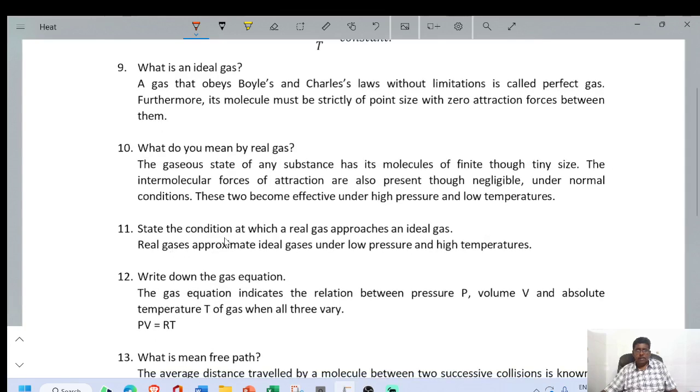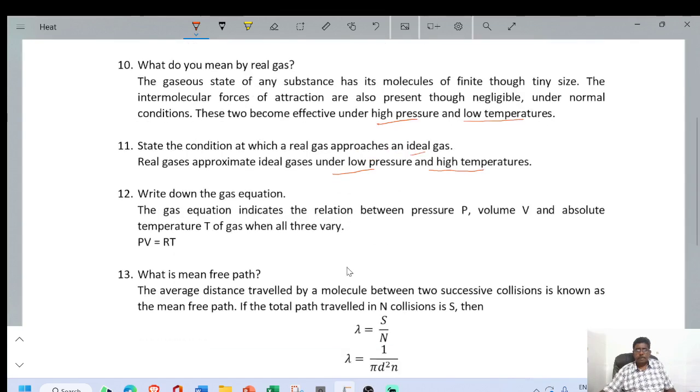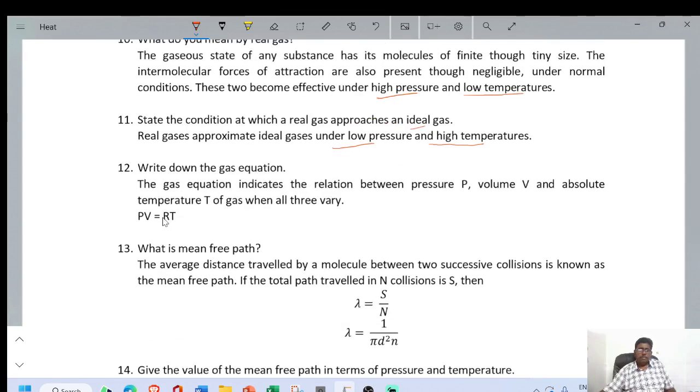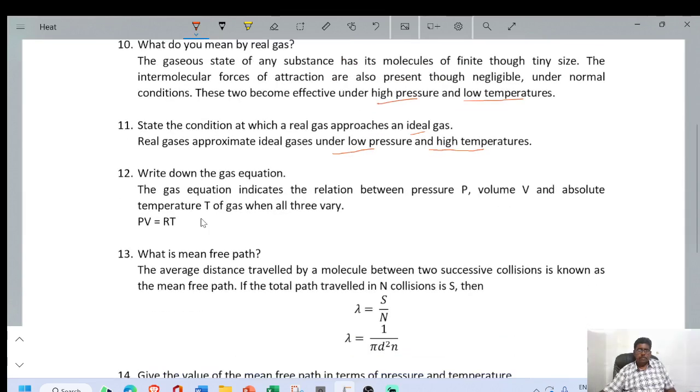See here, state the conditions at which a real gas approaches an ideal gas. Real gases approximate ideal gases under low pressure and high temperatures. Whereas in the case of high pressure and low temperature, it's a real gas. Under low pressure and high temperatures, ideal gas. Write down the gas equation. PV equal to RT is gas equation.